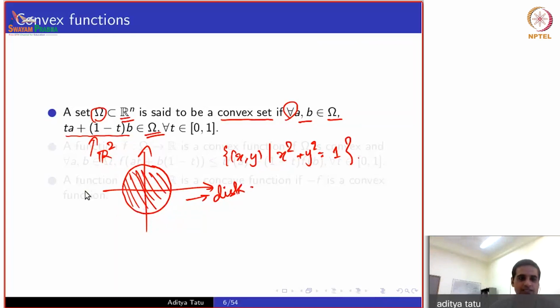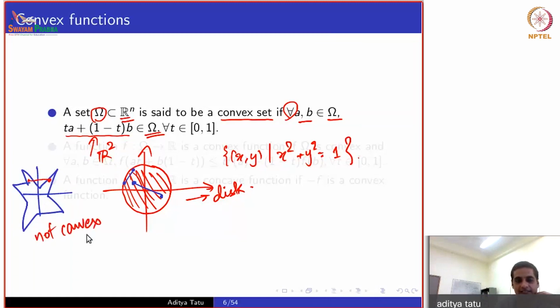If I take any two points, maybe in a different color, this and this, and join them by a line segment, clearly all points on this line segment are also in the disk. It is not true only for these two points, it is true for any two points that you can pick. This and this, the chord joining these two will always be included in the disk. So here is an example of a set which is not convex. Something like this. Here and here, the line segment passes through points which are not in this set, star shapes. So this would be a non-convex set, this would be a convex set.